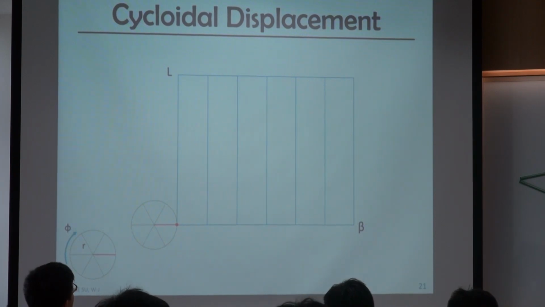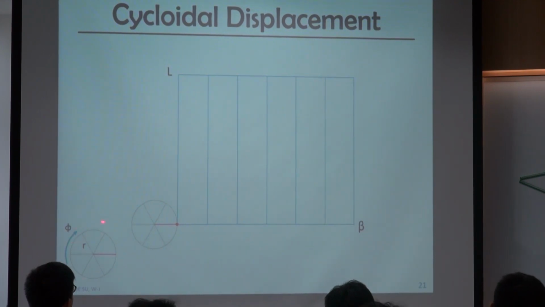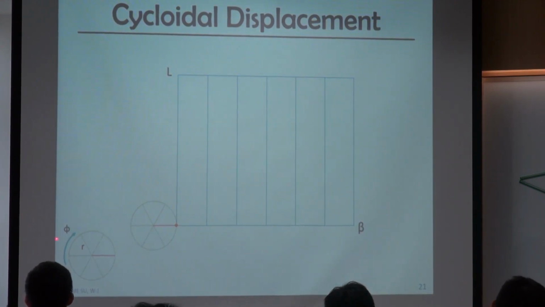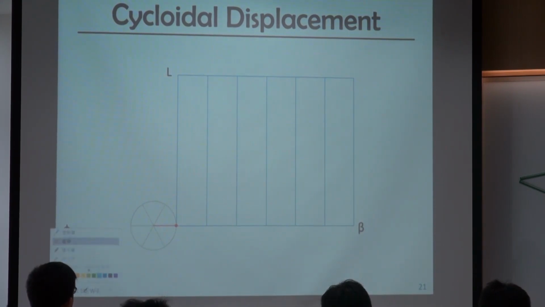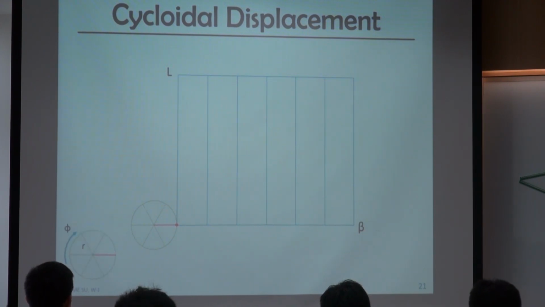And cycloidal curve is determined in this way. Suppose we have a small wheel here, a small wheel with a radius of r. And still the x-coordinate is theta. Similar to what we've done for the displacement, the x-coordinate is theta, the y-coordinate is the displacement. And right now we are using this small wheel to generate the curve.